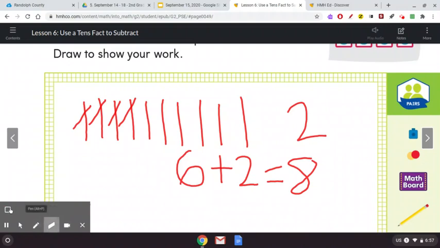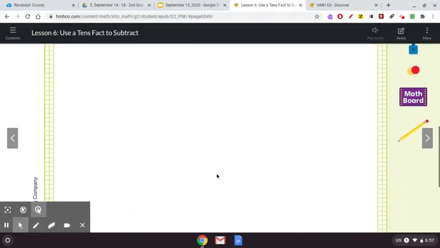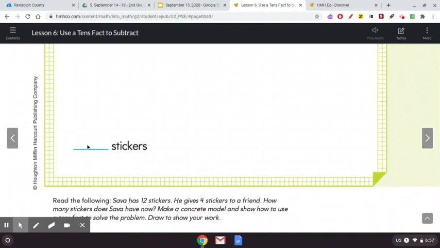Okay, so I'm going to erase that. We're going to go down to the bottom. So how many stickers did we have? We had 8. So a lot of times, teachers will ask you to check your work.